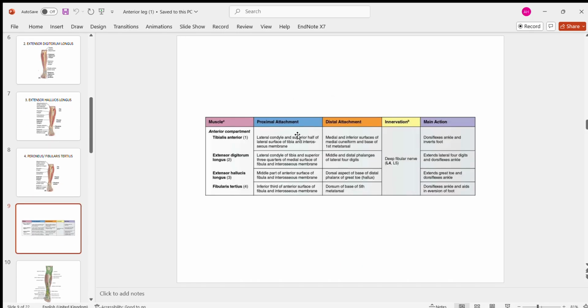This picture summarizes the origin and insertion of these muscles. All these muscles of the anterior compartment of leg are supplied by the deep peroneal nerve or the deep fibular nerve, and the action of this group of muscles of anterior leg is dorsiflexion.